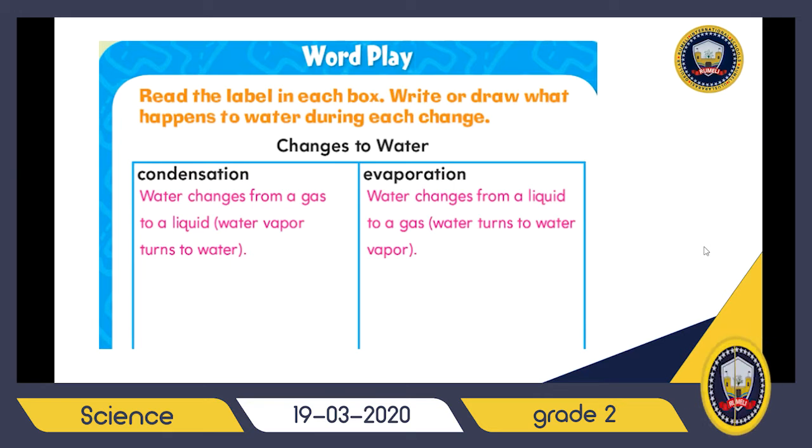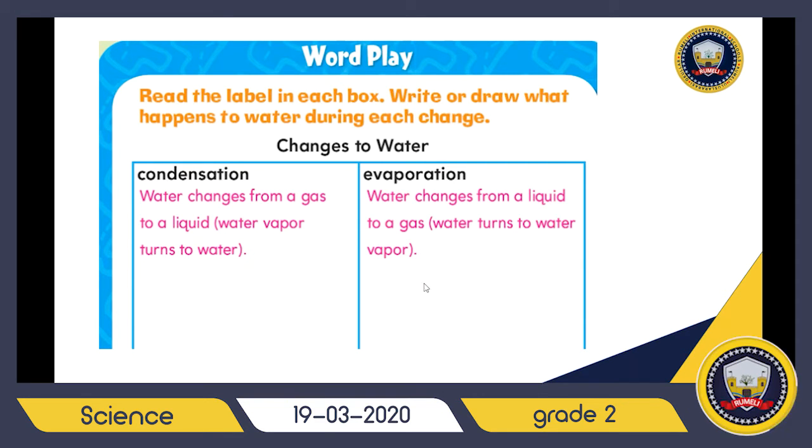Okay guys, now write or draw what happens to water during each change. We are talking about change to water. Okay, you can see this one on the left, condensation. What is the meaning of condensation? It means water changed from a gas to a liquid. From a gas to a liquid. It means water vapor turns to water.